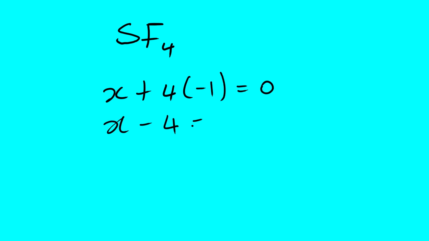What is the oxidation number of sulfur in this compound? We have x plus 4 times negative 1 equals 0. X minus 4 equals 0. X equals 4, positive 4.